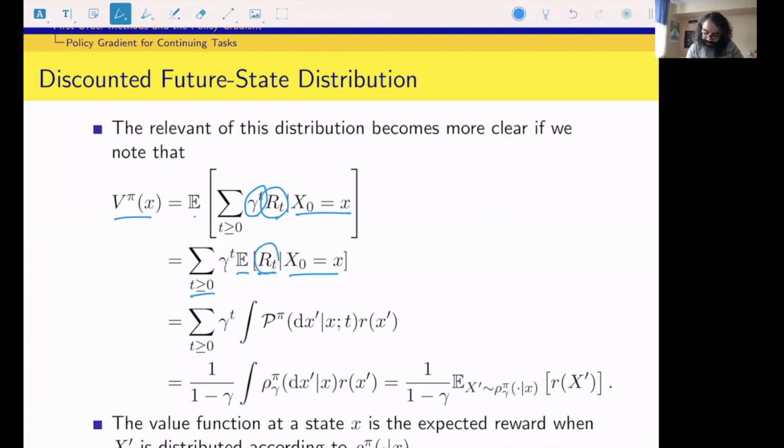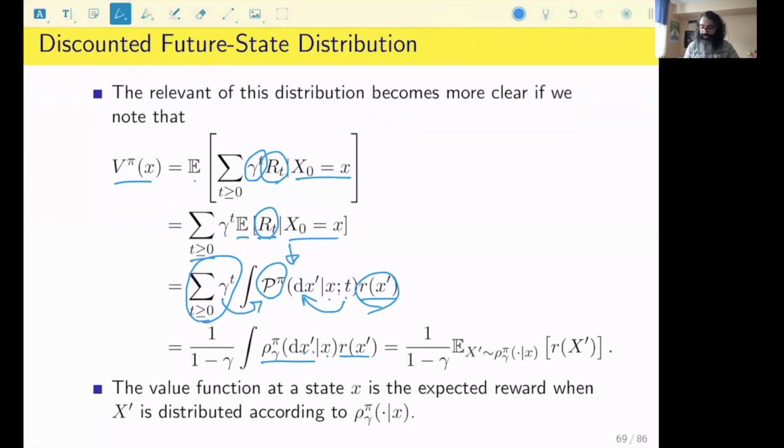This is essentially saying how much reward I would get in expectation if t steps ago I was at state x. I can just expand the expectation. The expectation becomes the integral of r of x prime, where I start from x and go t steps ahead to x prime, with p pi of dx prime conditional on x and t, weighted according to the reward. That would be the expectation. Then I move the summation and gamma to the power of t inside, so I get rho pi gamma of dx prime conditional on x, times r of x prime.